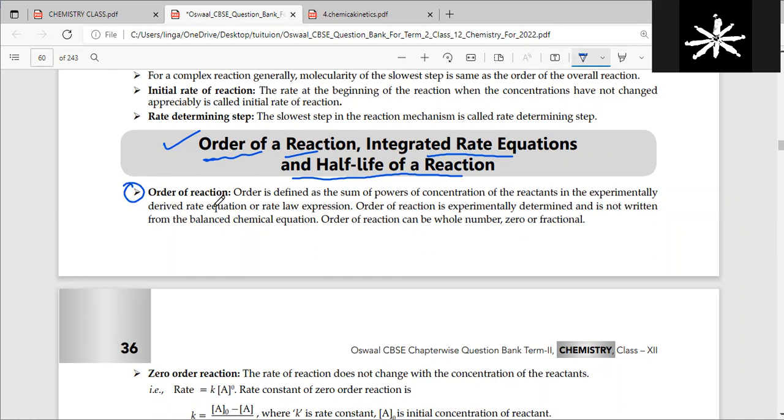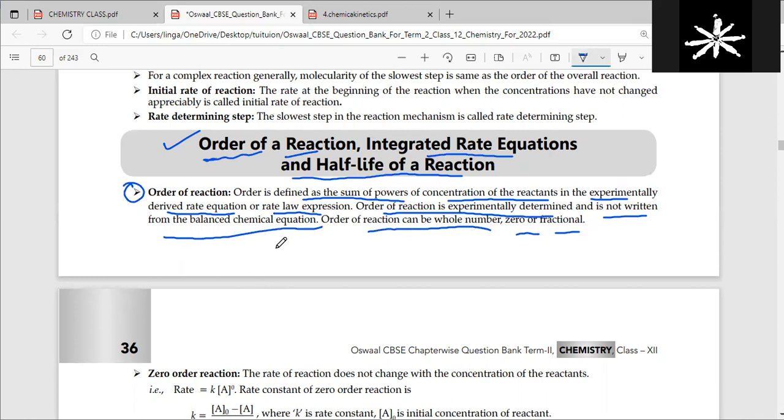First, order of reaction. Order is defined as the sum of powers of concentration of the reactants in the experimentally derived rate equation or rate law expression. Order of reaction is experimentally determined and is not written from the balanced chemical equation. Order of the reaction can be whole number, zero, or fractional.